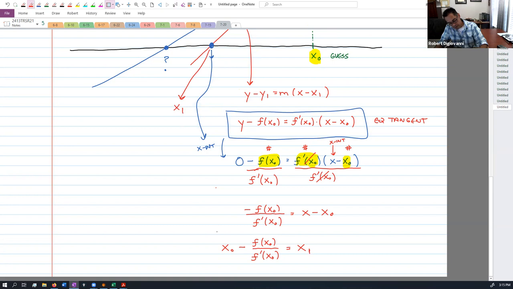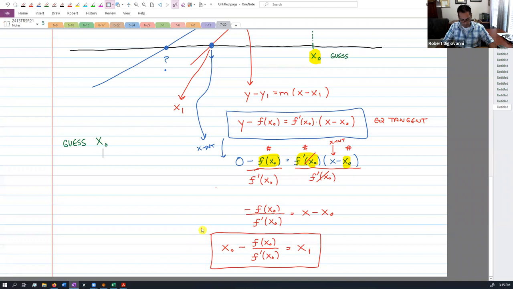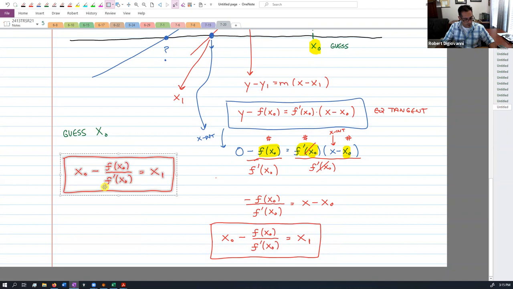Okay, so think of this, computer science people, okay? Because this is all about a computer science approach here. Think about what we have. We're going to guess an x naught, right? We're going to then use this formula, copy, to get a new point. And then we do it again.